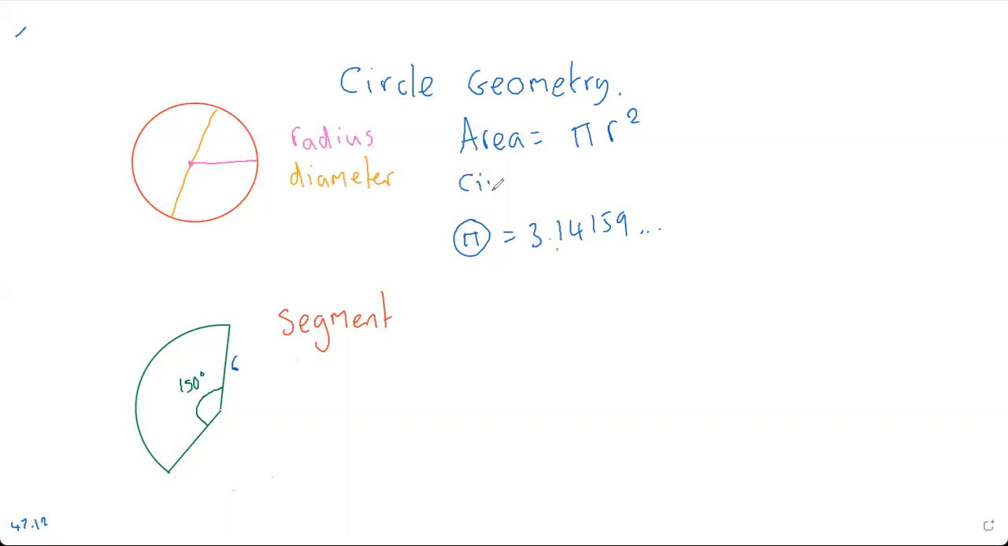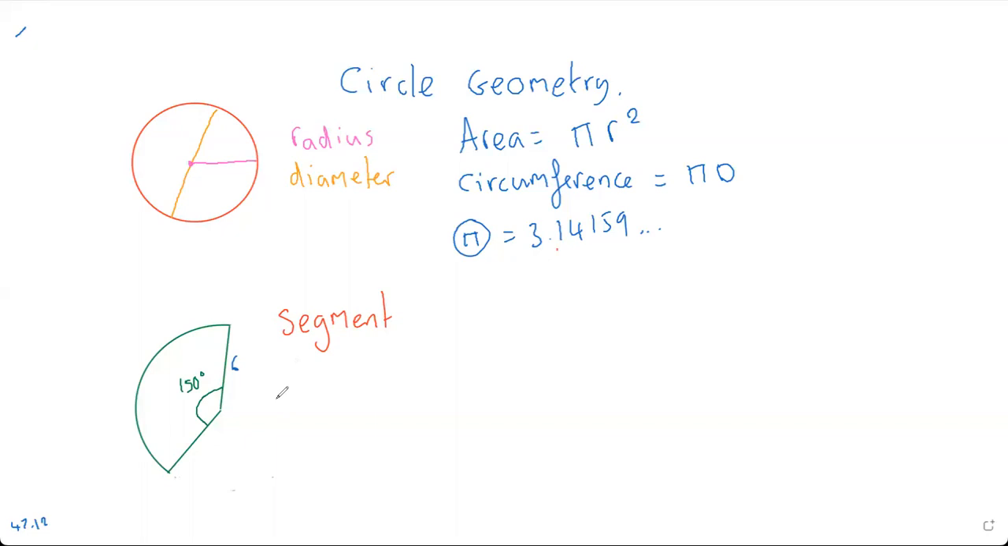The circumference, which is just another word for perimeter, but circumference is used when it's a circle. To calculate this is pi d. So pi times diameter.